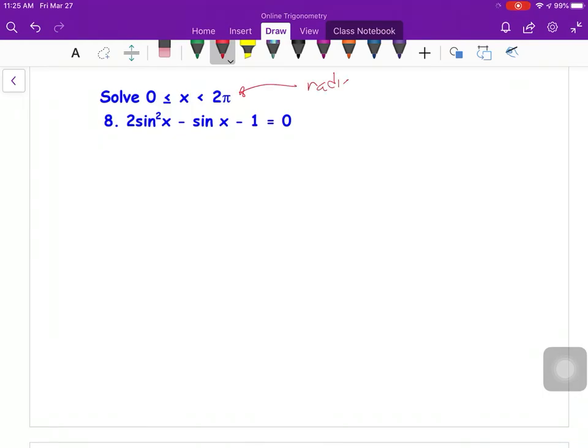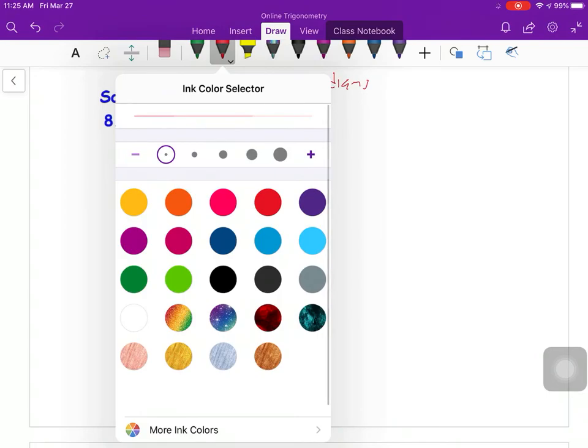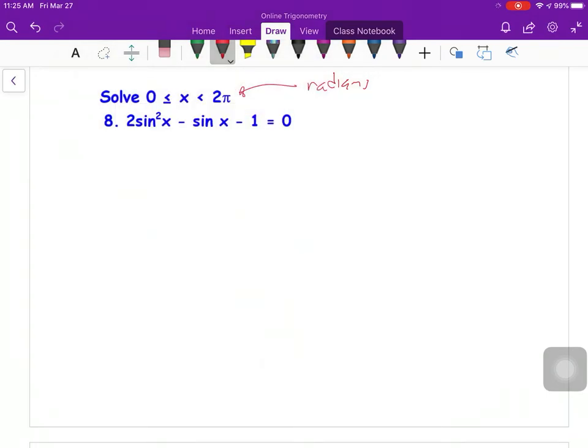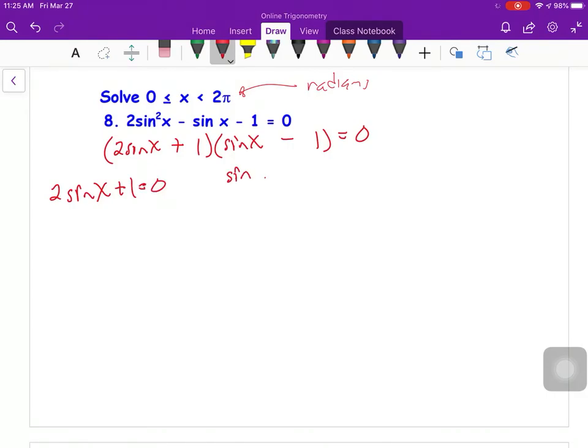In this one, we're in radians again, and we're going to factor. So this one's a general trinomial. I'll factor it into 2 sine x and sine x in the front, 1 and 1 in the back. I need a negative there and a positive there. Set each of those two factors equal to 0. Here I'll subtract 1 and divide by 2. And in the right one, I'll just add 1.